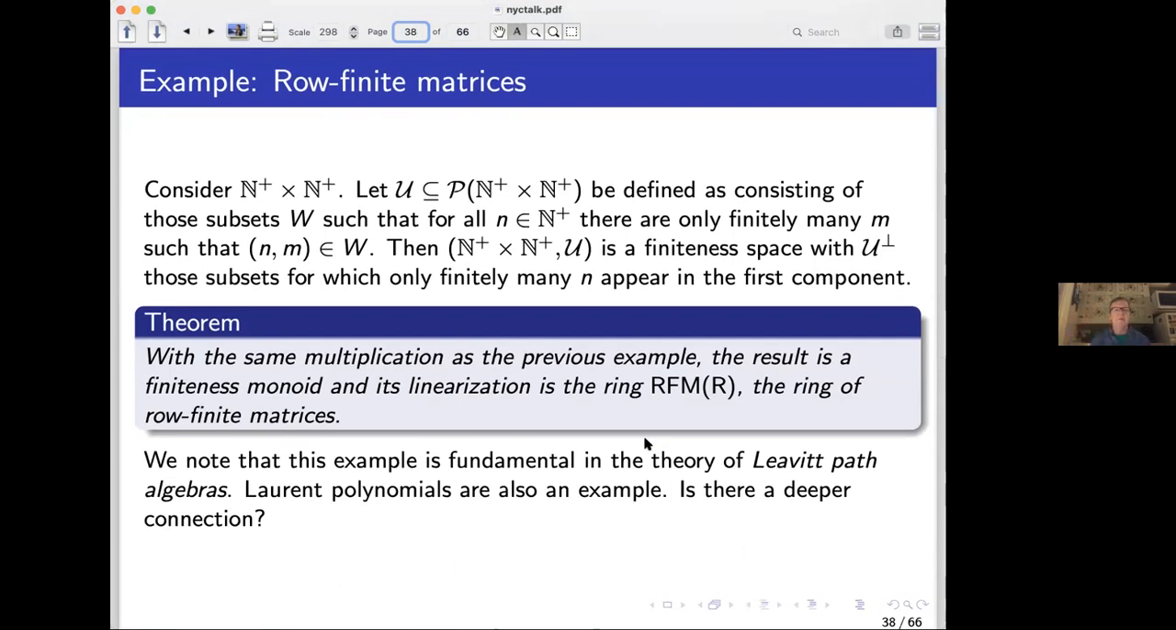You can get all the row finite matrices by this trick. You consider the positive natural numbers, and you take as your finitary set all those subsets W such that for every n, there are only finitely many m's such that (n, m) is in W. So this would correspond to, depending on how you set it up, either every row has only finitely many non-zero terms or every column. And then when you do that, your U perp becomes those subsets in which only finitely many n appear in the first component. And it's easy to check that that's a finiteness space. And when you apply Ehrhard's linearization to this, you get the standard ring of row finite matrices.